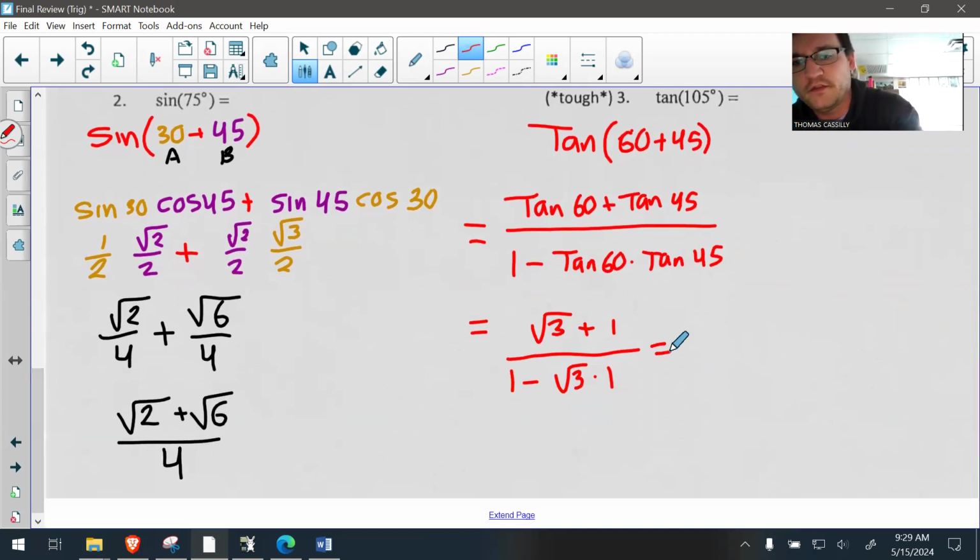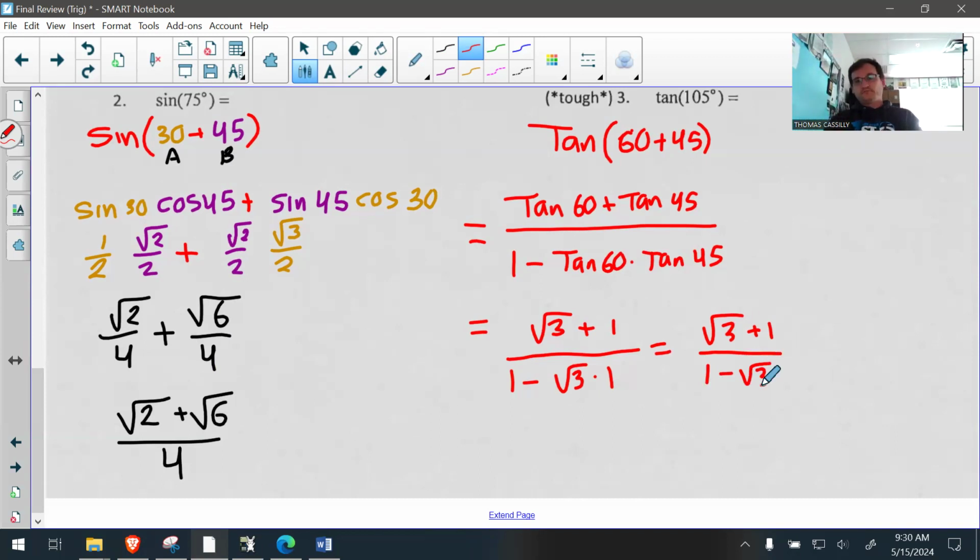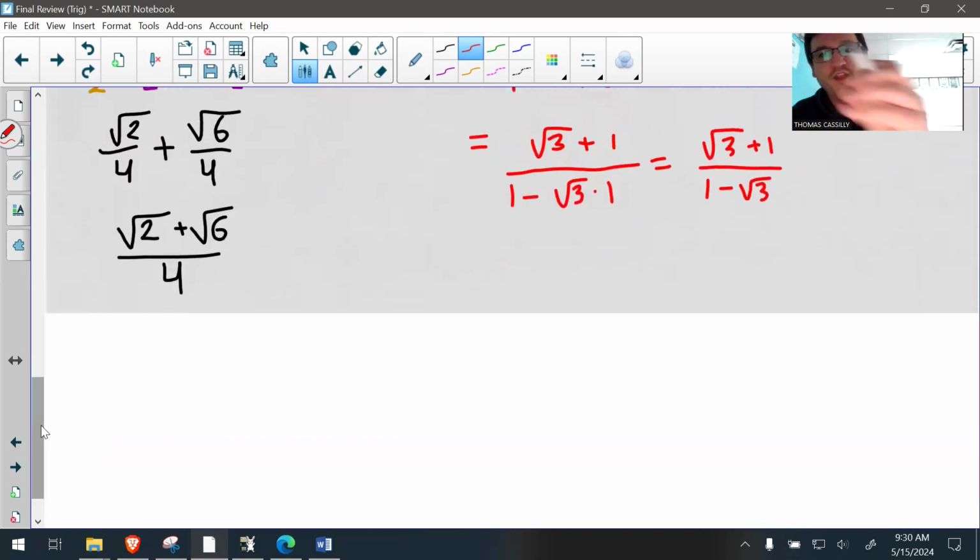If I simplify this a little bit, we have square root of 3 plus 1 all over 1 minus the square root of 3. All right. That's not so bad. However, they want it rationalized, and that's where it gets bad. So let's see what we can do here.